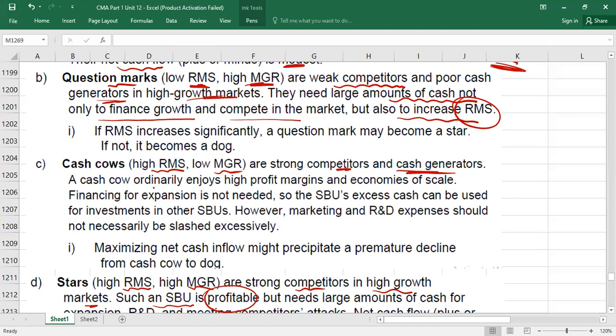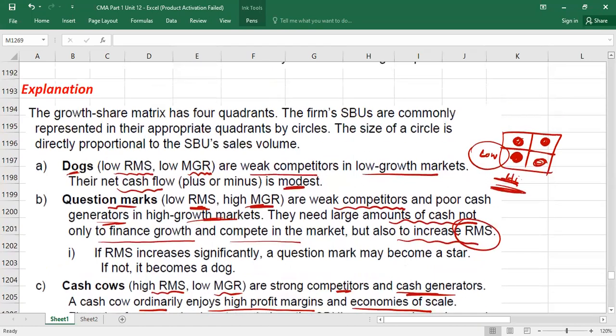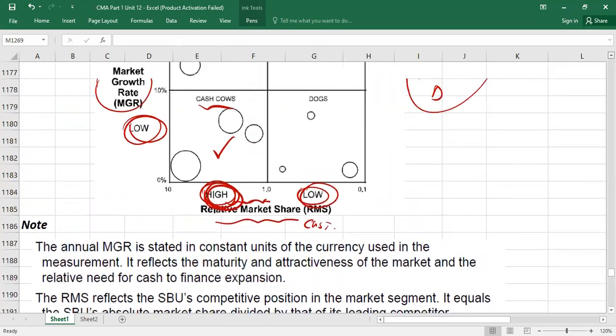A cash cow ordinarily enjoys a high profit margin and economies of scale. This, please remember. They are the ones who are earning more profits. So here financing for expansion is not needed. Why? Because you have already reached the maximum growth. Understood? So the SBUs, strategic business units, are those investments. Excess cash can be used for investment in other SBUs. Please remember, guys, what we have to try. We always need to try.